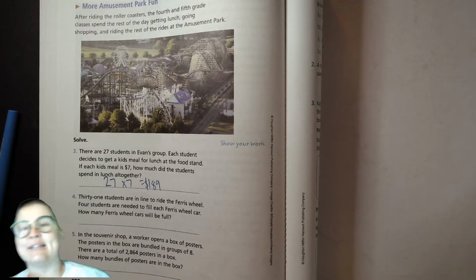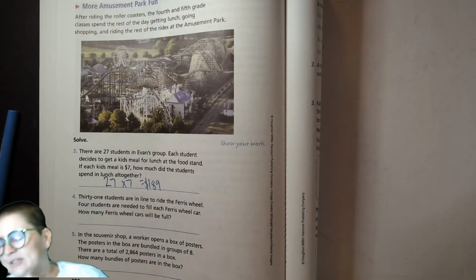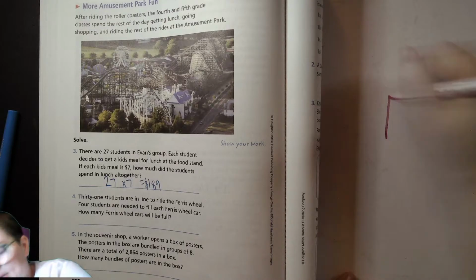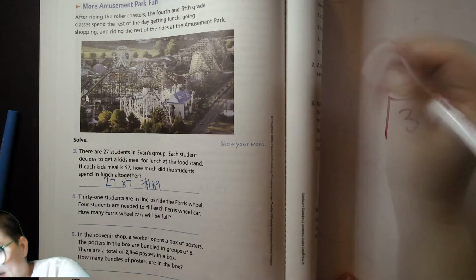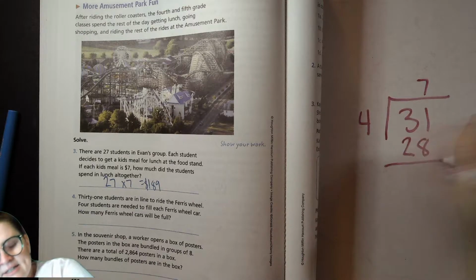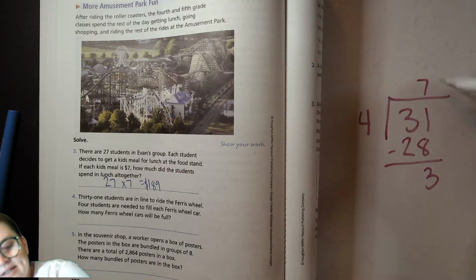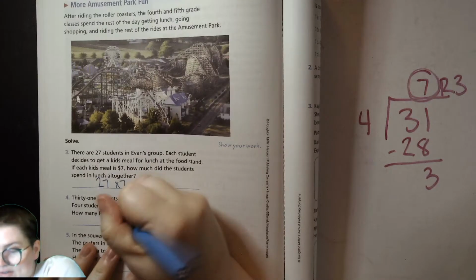So this is asking, what do you think? Do you think we need the remainder for this one? Nope, we're just going to go with what the number is. So we have 31 students, 4 kids per car. So 4 goes into 31 7 times, and you get 28. And the difference there is 3, but what we really need is how many full cars there are, which is the 7. So 7 cars.